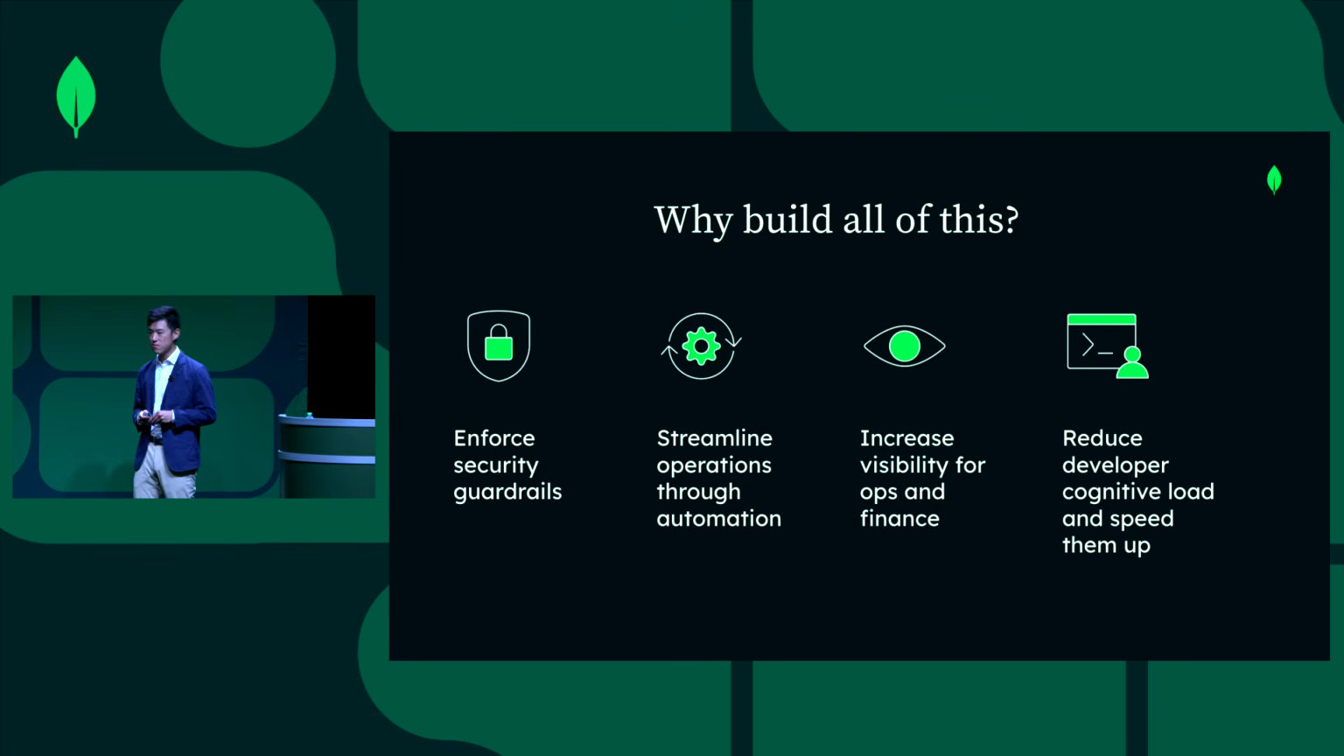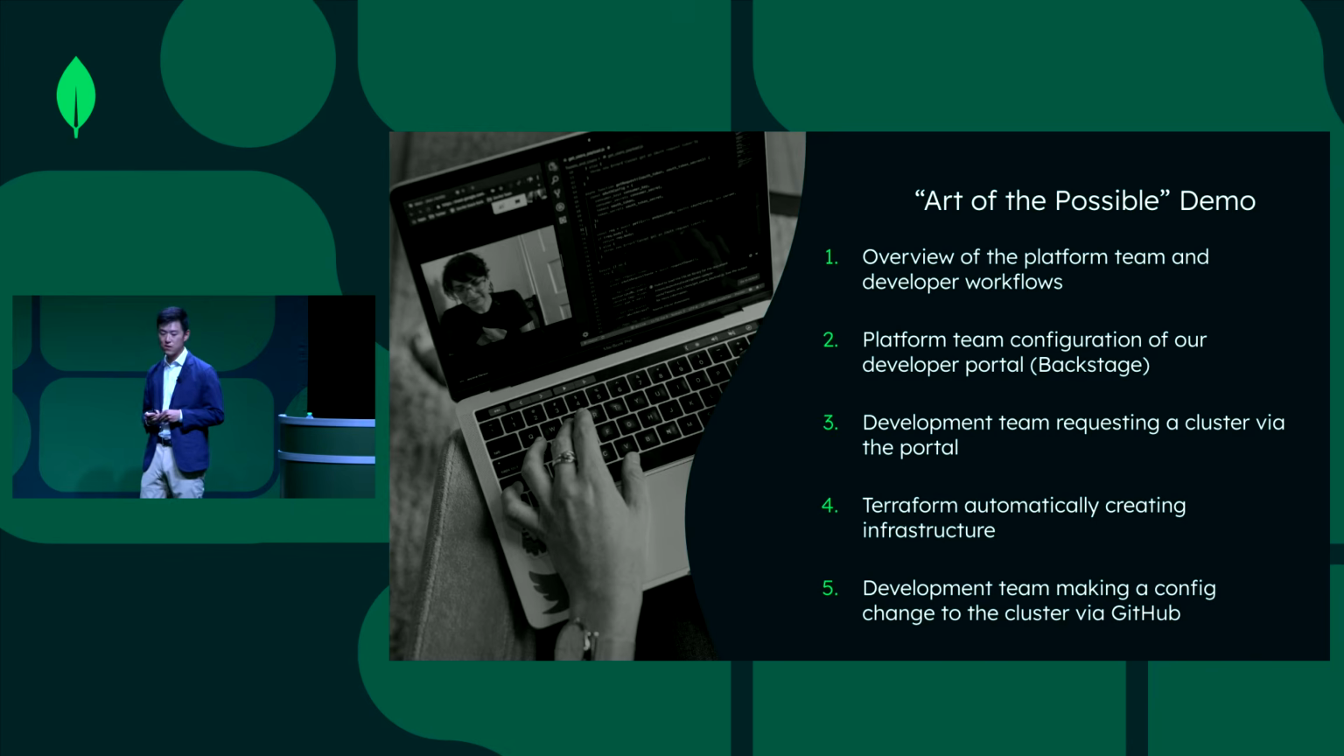So the structure of our demo is going to comprise a couple different areas. We'll do a little bit of an overview of the platform team developer workflows, talk a little bit about our user personas. We'll walk through configuration of an example developer platform. We'll walk through the workflow of how a development team can use this platform to automatically create infrastructure, and then finally make a config change after that day 0, day 1 activity. How do we change and manage the configuration of this infrastructure over time?